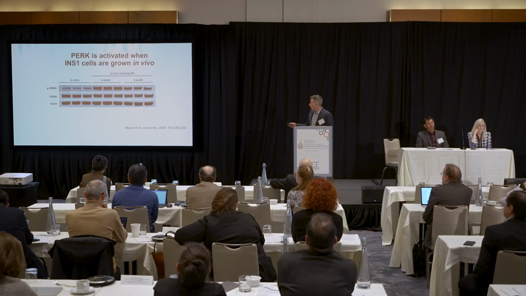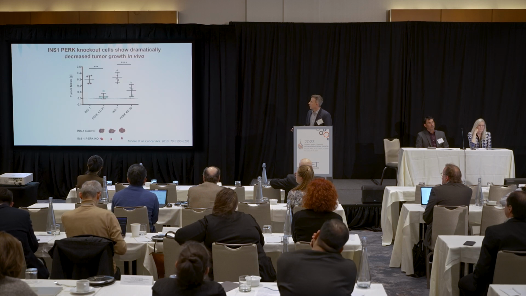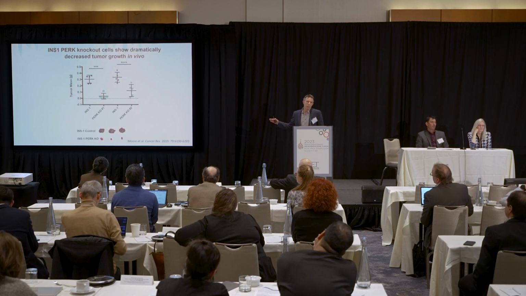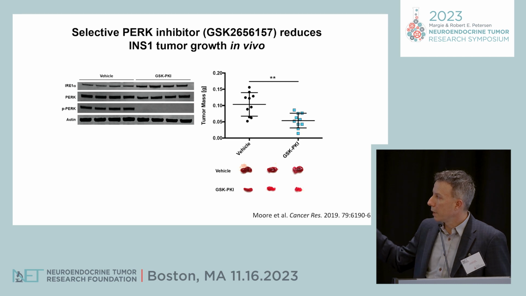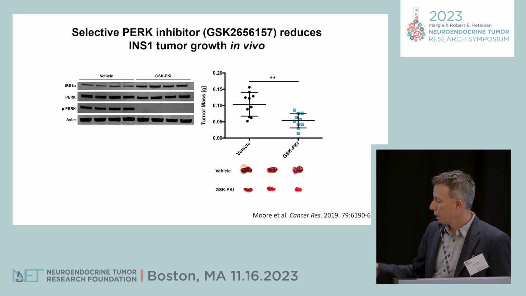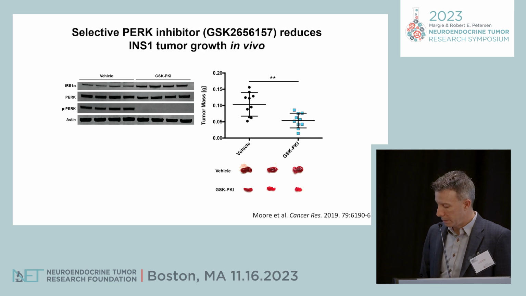Moreover, if you knock out PERK in this model, the tumors have a very difficult time growing in vivo. You see that the tumors are much smaller. And if you inhibit PERK in vivo with a GSK PERK kinase inhibitor, where we can do a pretty good job of inhibiting PERK activation, you see that in this model, the tumor is about 50% the size of the vehicle treated with just this single therapy.